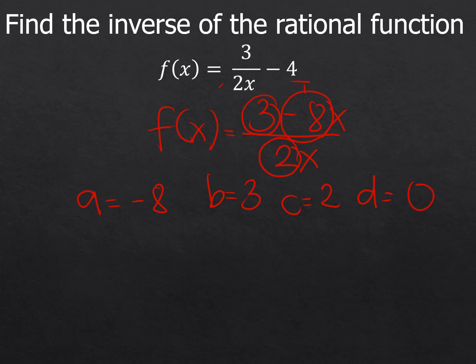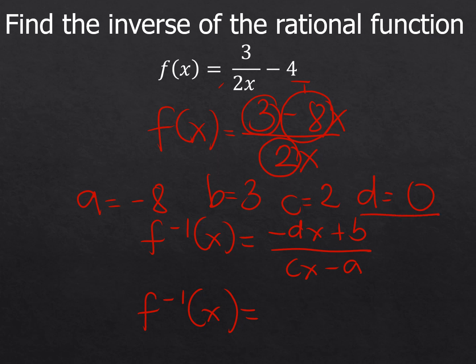Now, let's write the pattern or the technique. f raised to negative 1 of x equals negative dx plus b over cx minus a. So let's substitute. It will become f raised to negative 1 of x equals negative d. Since your d is equal to 0, therefore mawawala na ito. Plus b. Your b is equal to 3, so just copy 3. Over c. Your c is 2.